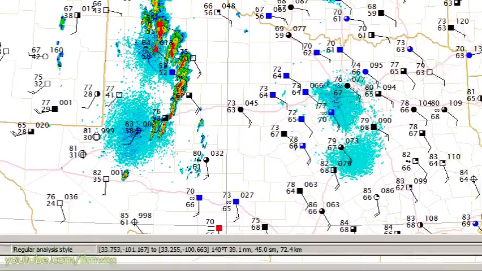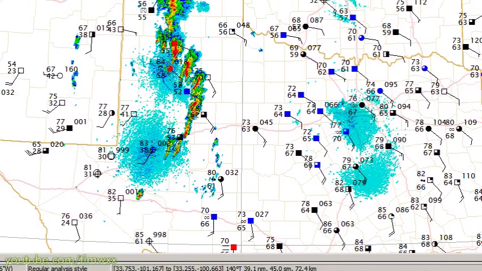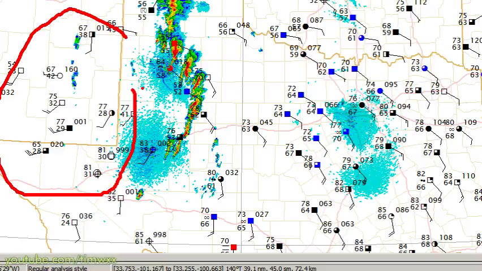Okay, how about boundaries? Do we have a dry line in play today? We take a look at the dew points out here, and yeah, certainly we have dew points in the 20s and 30s. How about the temperatures? Is it possible this air here could be air behind a cold front?